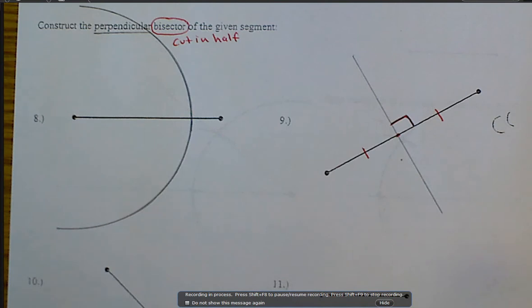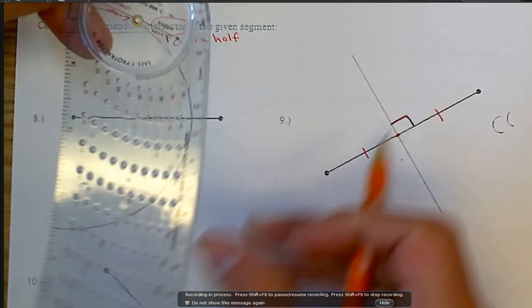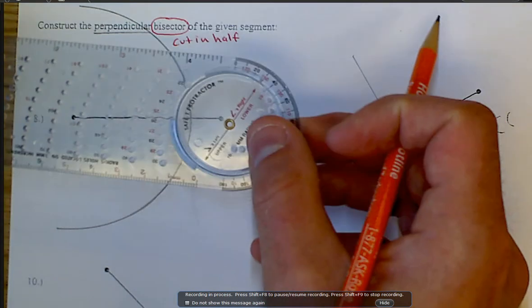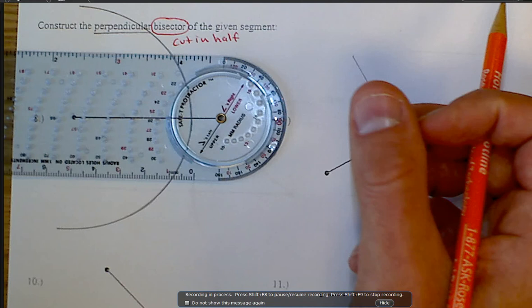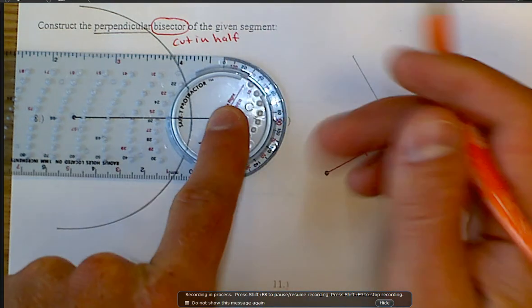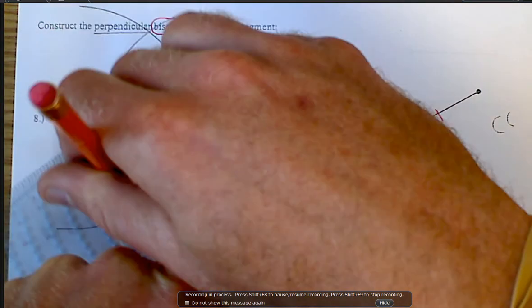Now, you're going to actually take your protractor and flip it around so it's almost quote-unquote upside down. Put your brass circle on the other endpoint. Find number 48 again, and you're just going to repeat that same swoop. Okay?